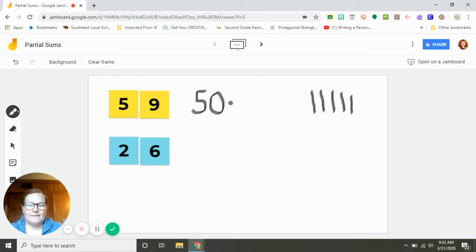So then we're going to add them because that's what this is. And we're going to say that that 9 is worth how much? The 9 is worth just 9 because it's in the ones place. So now we have 50 plus 9. And if you add that together, like we said yesterday, you would have 59, which is our original number.